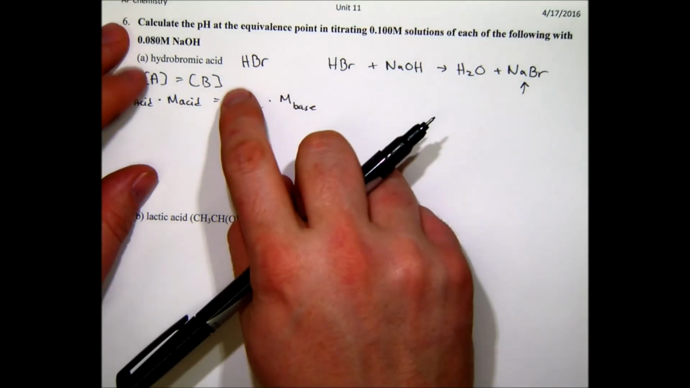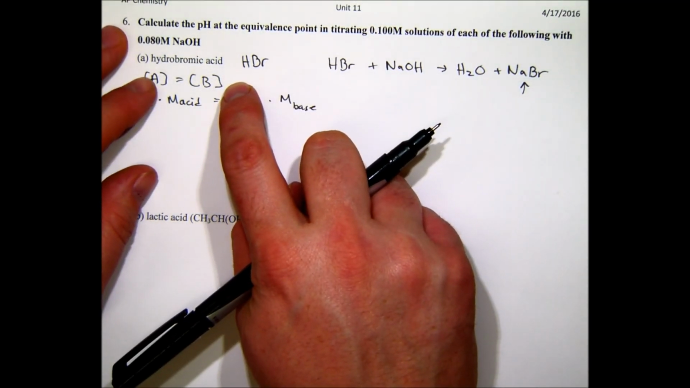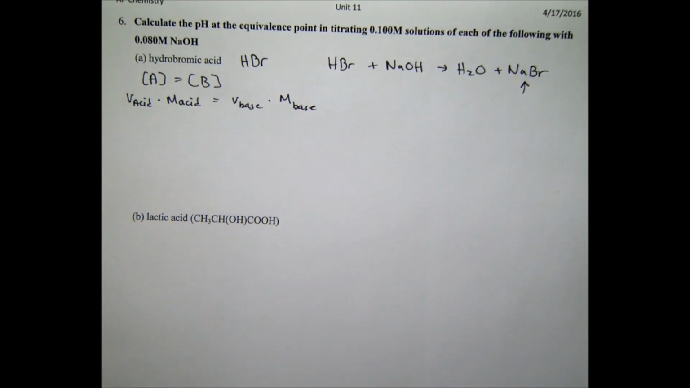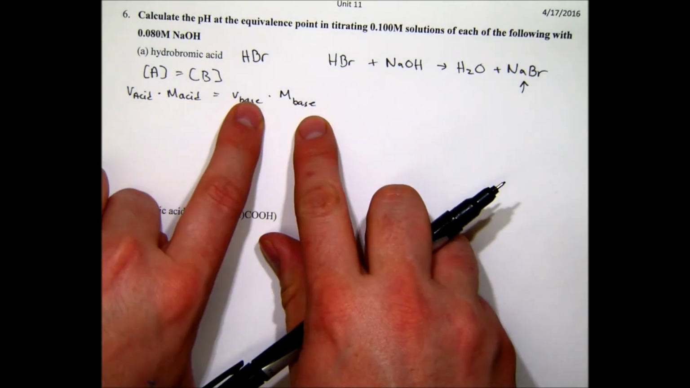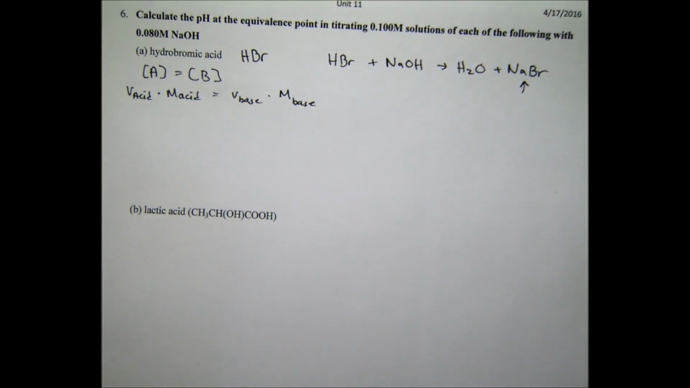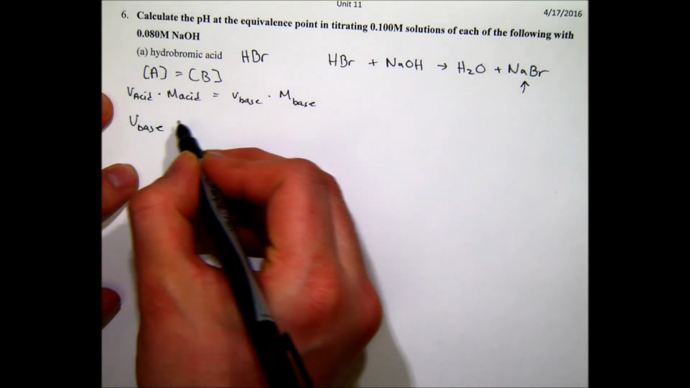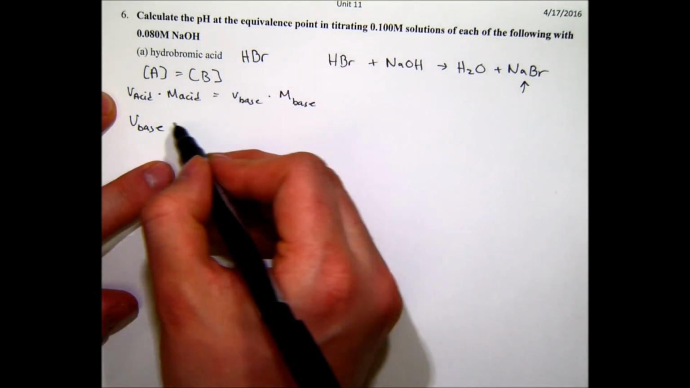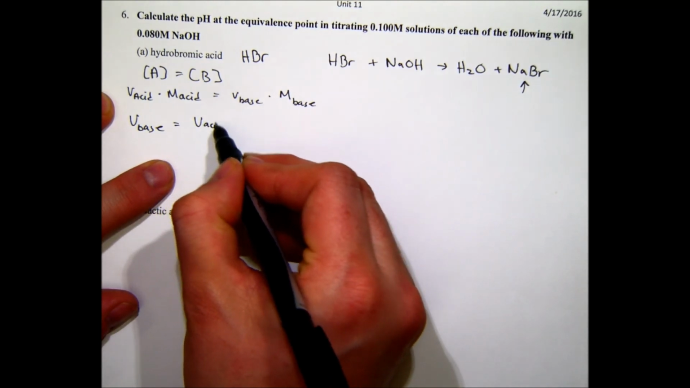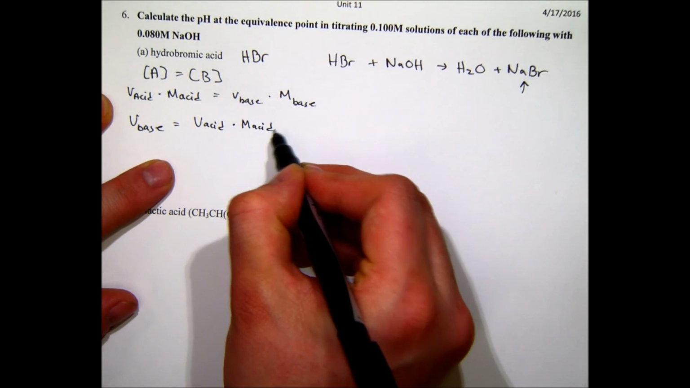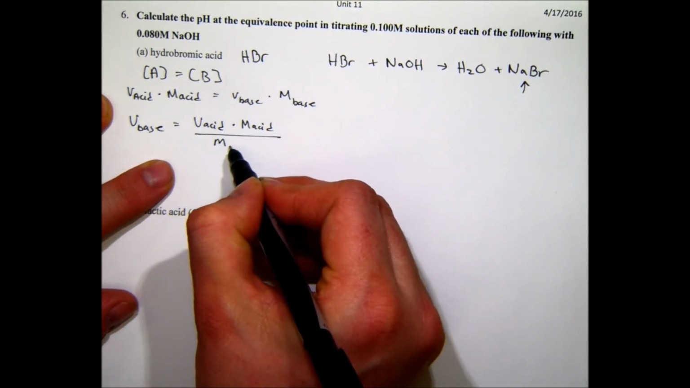So if the concentrations are equal, then we're assuming that we have equal volume. But if the volumes aren't equal, what really matters at the equivalence point is that the number of moles are equal. So the number of moles of the acid needs to equal the number of moles of the base. We can rearrange and figure out what the volume of the base would be. So the volume of the base is equal to the volume of the acid times the molarity of the acid divided by the molarity of the base.